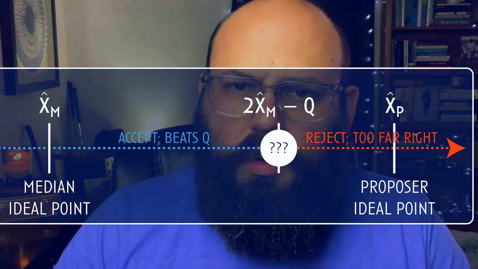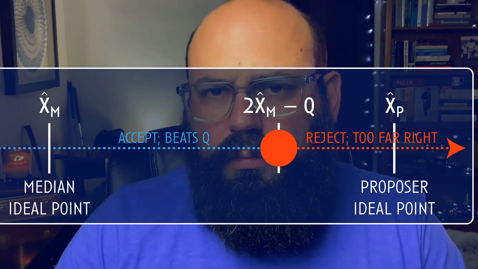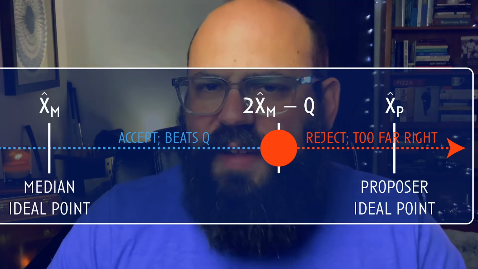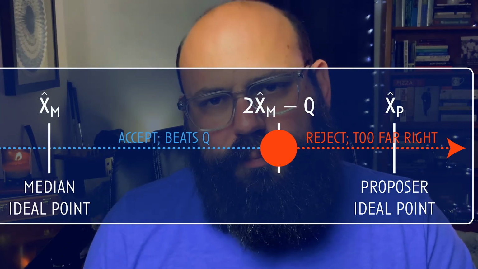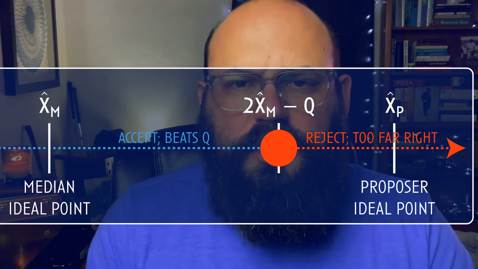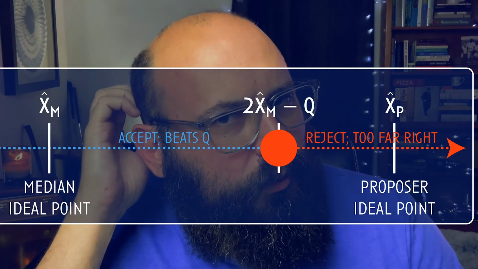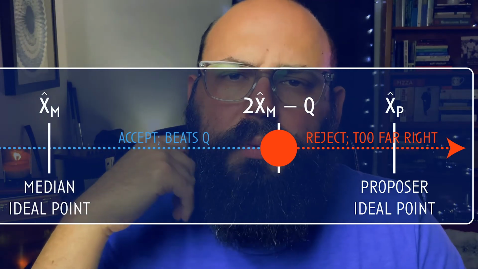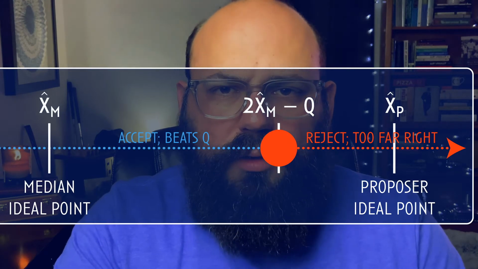Let's consider first the world where the median voter rejects if x equals 2m minus q, which is to say, they reject when indifferent on the conservative side. If that's the case, then the proposer is thinking, I've got to find the proposal furthest to the right that's also strictly less than 2m minus q. For the same reasons we've been discussing up to this point, there is no such proposal. So there's no equilibrium where the median voter is rejecting when indifferent at 2m minus q.